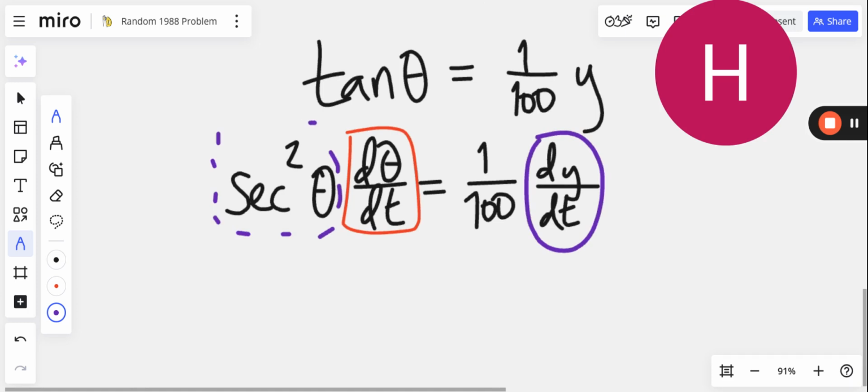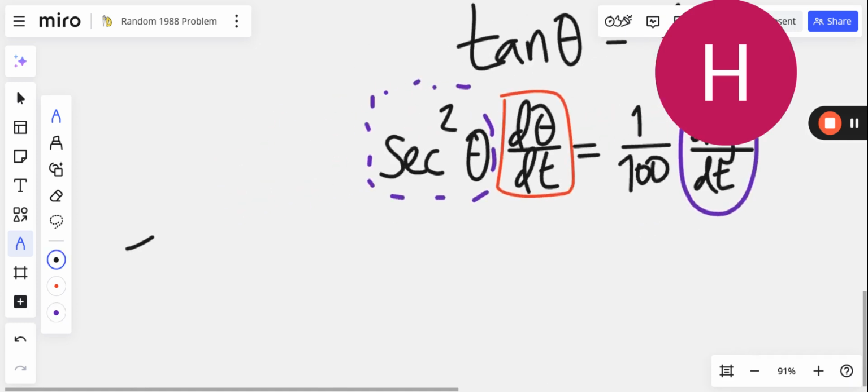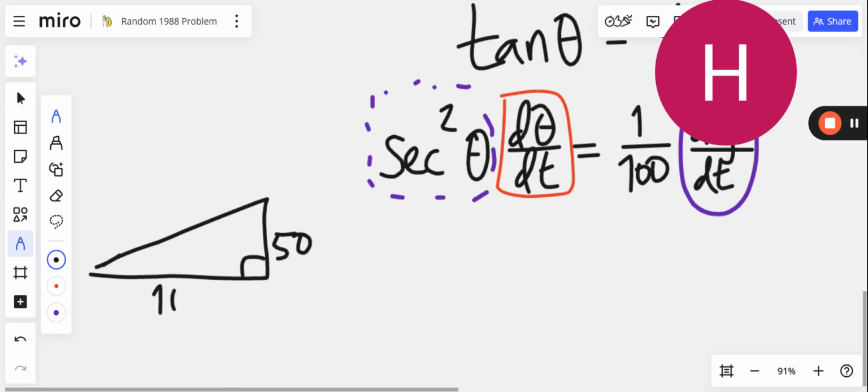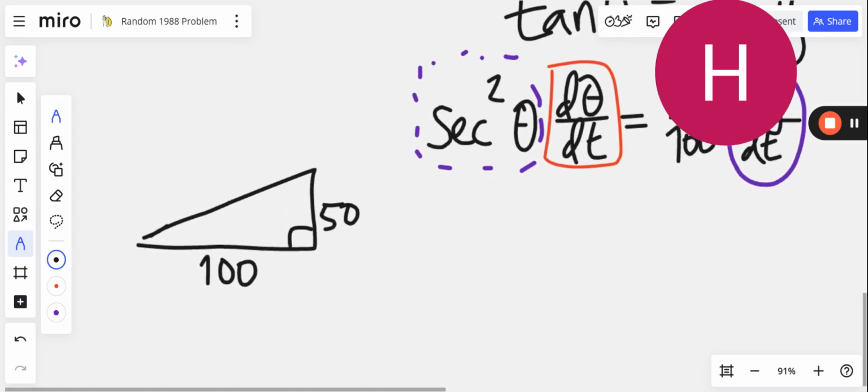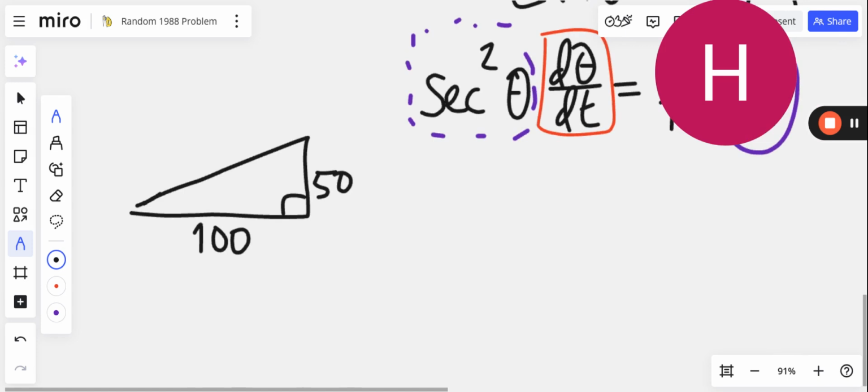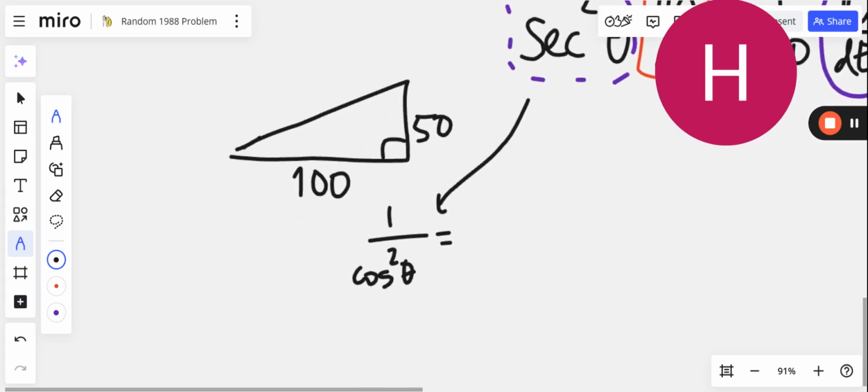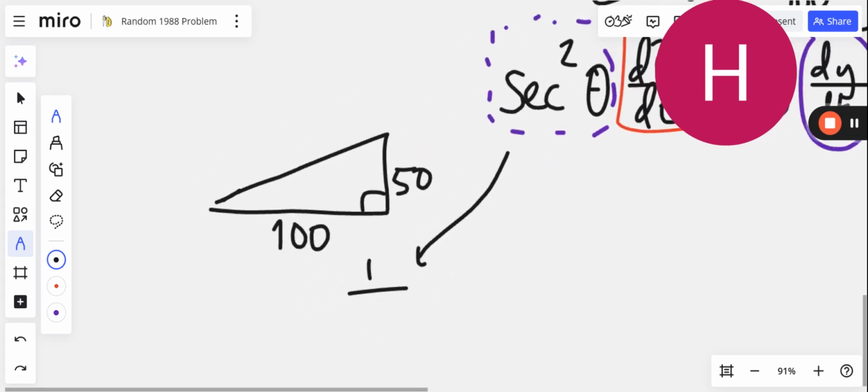How do we find out secant squared of theta? Well, if we use the snapshot in time, which tells us that y equals 50, now we're able to use this condition, and we know that this is always 100, we can figure out what secant of theta is. Secant of theta is 1 over cosine. So 1 over cosine squared. Another way to think about it, just using SOHCAHTOA, it's just going to be hypotenuse over adjacent squared.